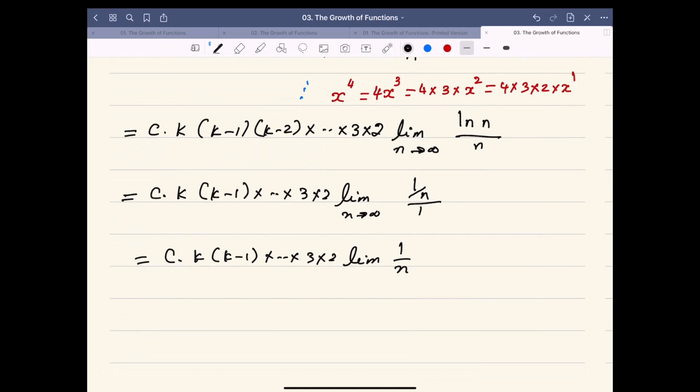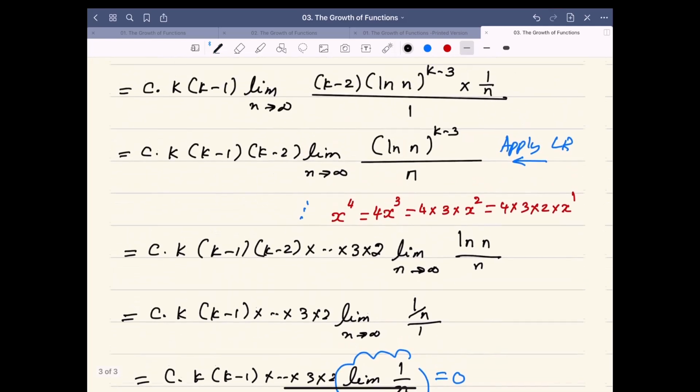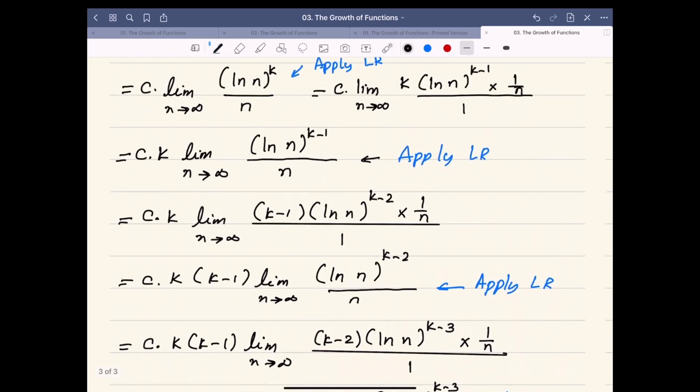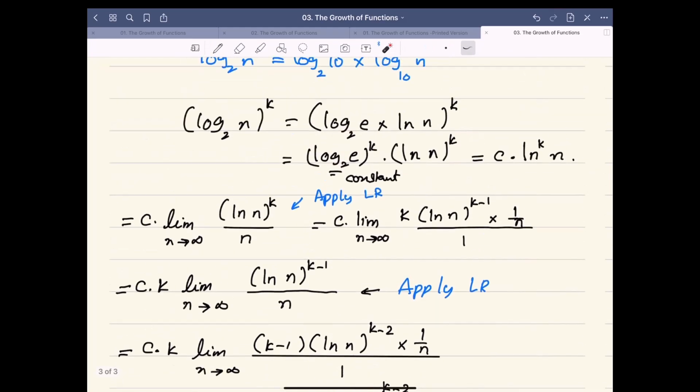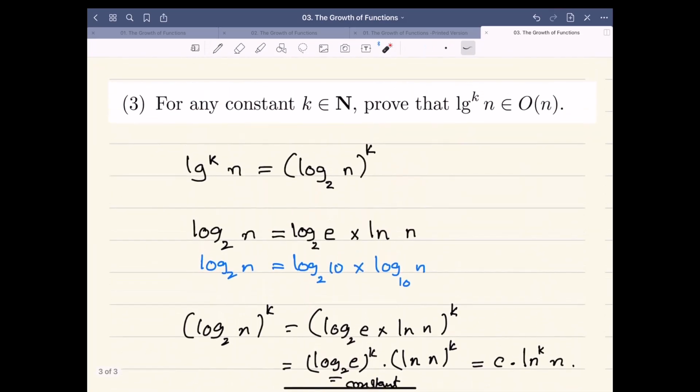And you know that the limit as n goes to infinity of 1 over n is equal to 0. So I will just cloud it. Now since this one is equal to 0, therefore the answer of this limit is equal to 0. Since we have a limit equal to 0, we can conclude that this function is big O of n.